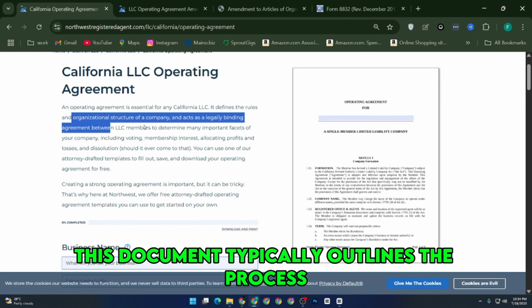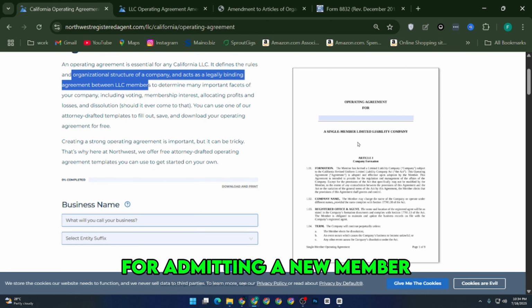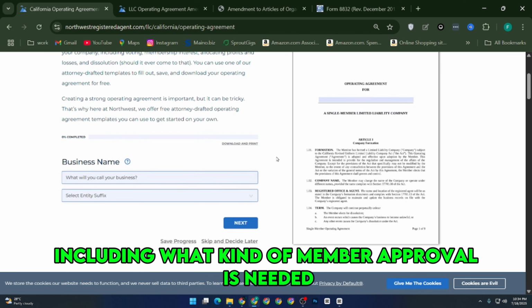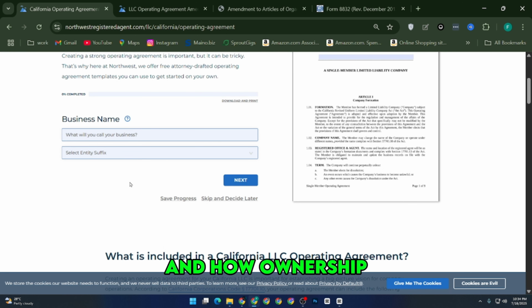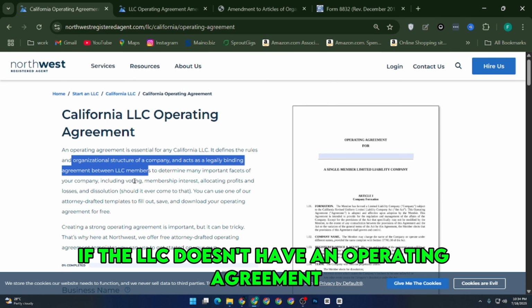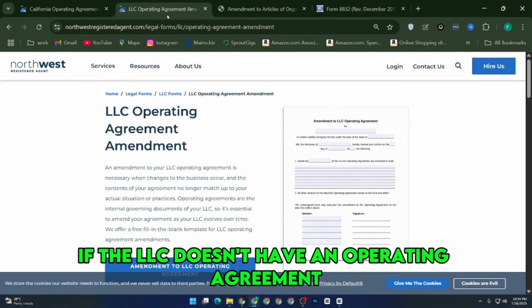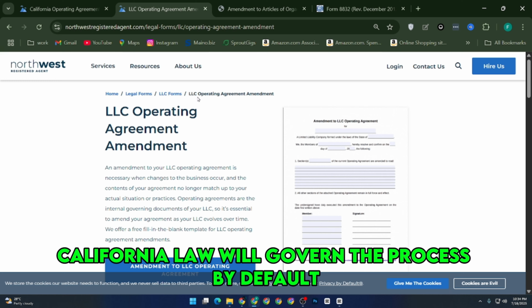This document typically outlines the process for admitting a new member, including what kind of member approval is needed, such as unanimous or majority consent, and how ownership interests and voting rights are determined. If the LLC doesn't have an operating agreement, California law will govern the process by default.